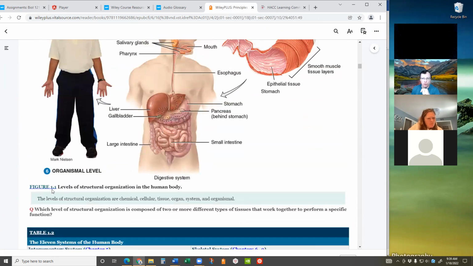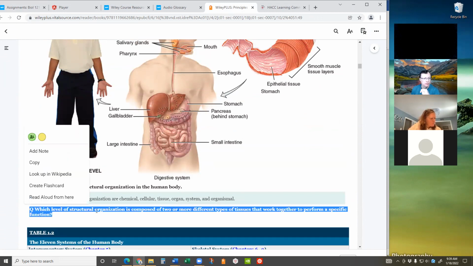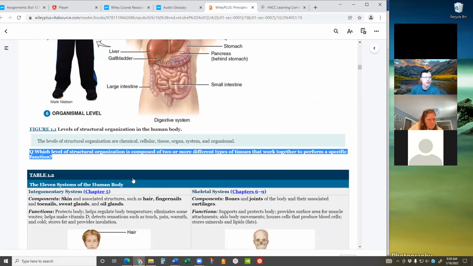Notice under figure 1.1 here, there's a red cube. And it says, which level of structural organization is composed of two or more different types of tissues that work together to perform a specific function? So this is a figure question, and you should be trying to answer it as you study. Now, let me say this. The figure questions in your textbook, like the one that I've highlighted on your screen right now, are answered at the back of each chapter.